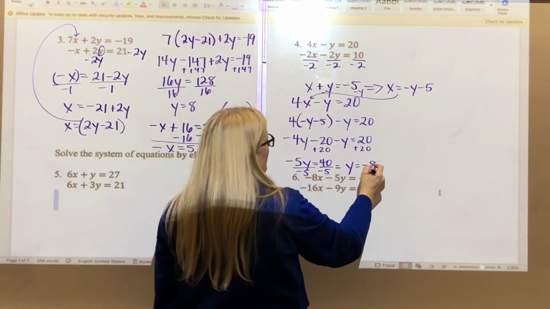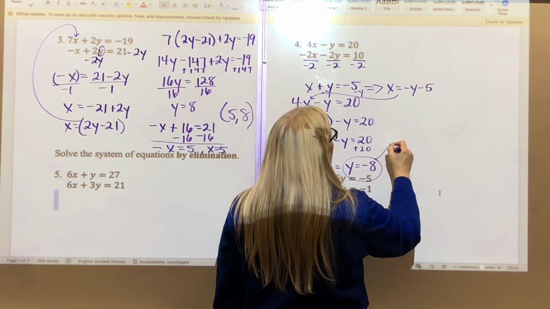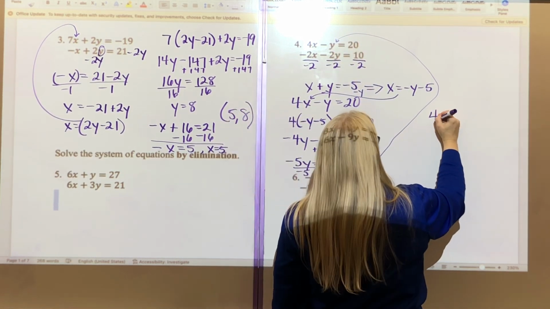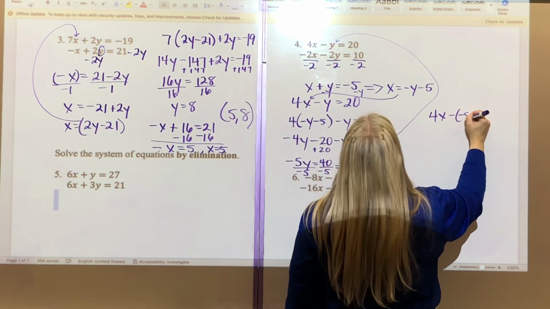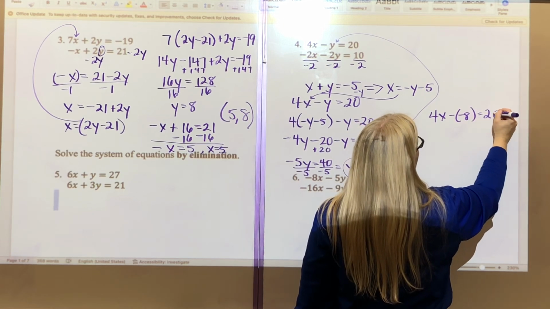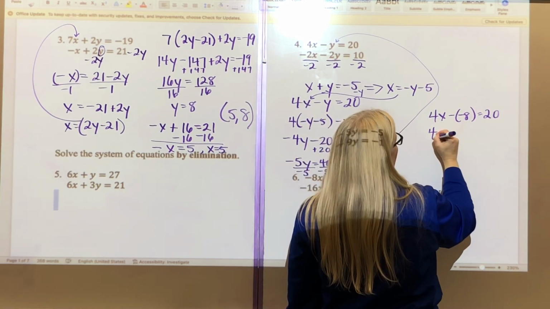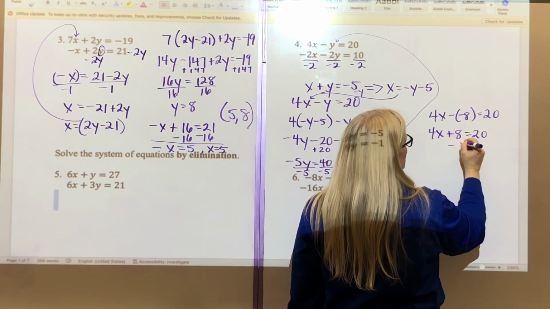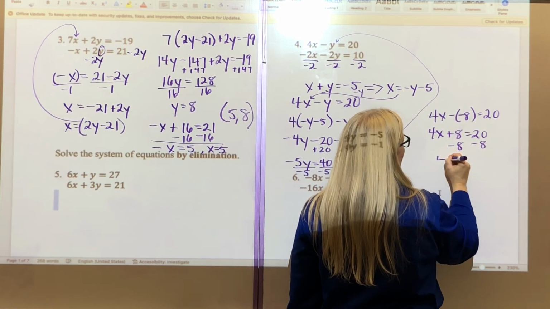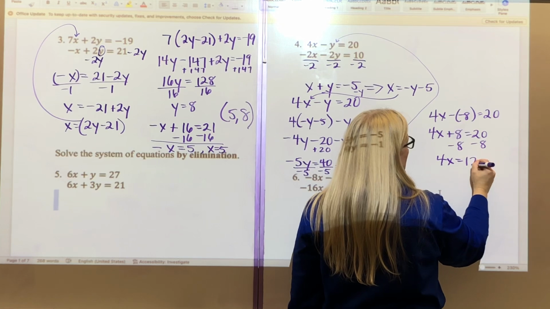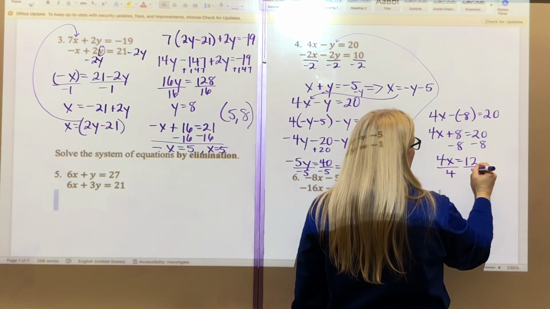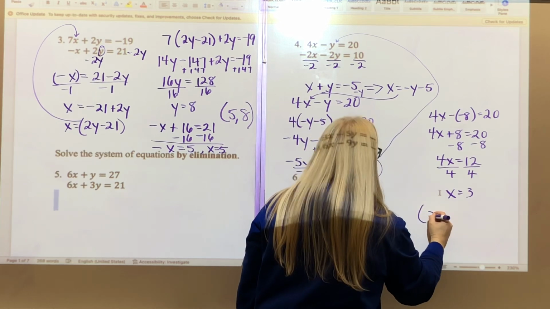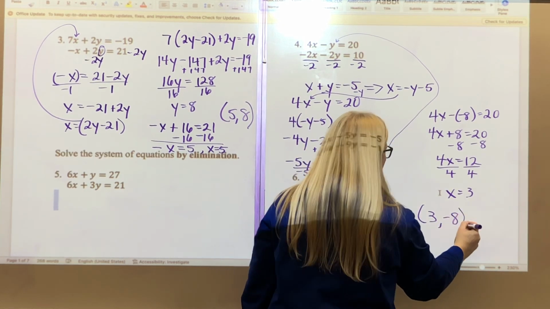And now I'm going to plug that in. I think I'll plug it into this one. So 4x minus negative 8 equals 20. So this is 4x plus 8 equals 20. Subtract 8, and I get 4x equals 12. And then we get x equals 3. So my answer to this one is (3, negative 8).